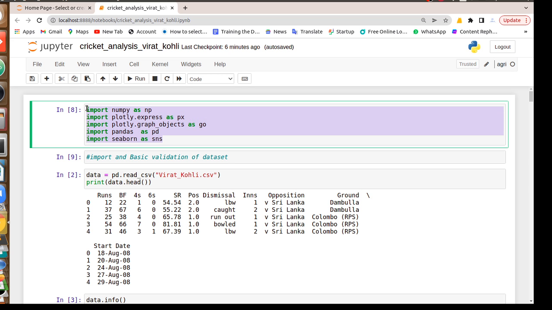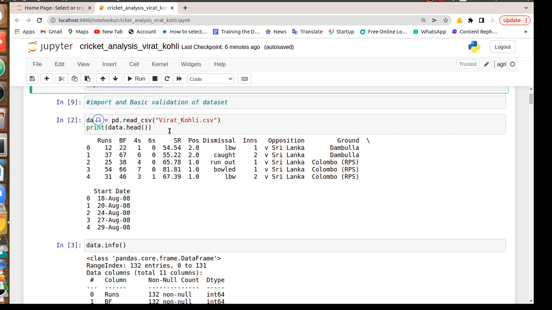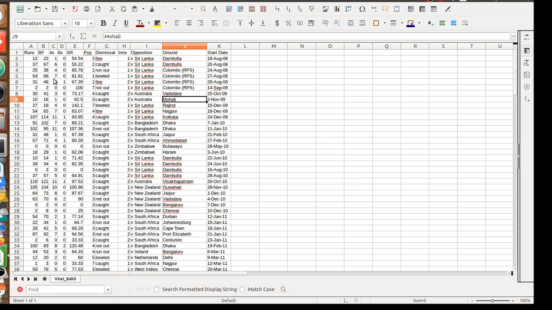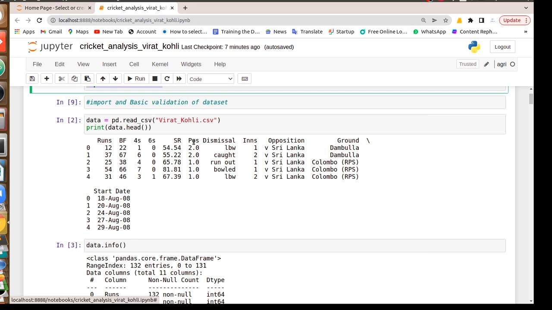These are the basic requirements. Now we go with the data set, this Virat Kohli CSV. I will show the data set. It has columns called runs, best performance, fours, sixes, strike rate, position in which he came, dismissals, innings, opposition, ground, and the start date of the match. These are the information we have.